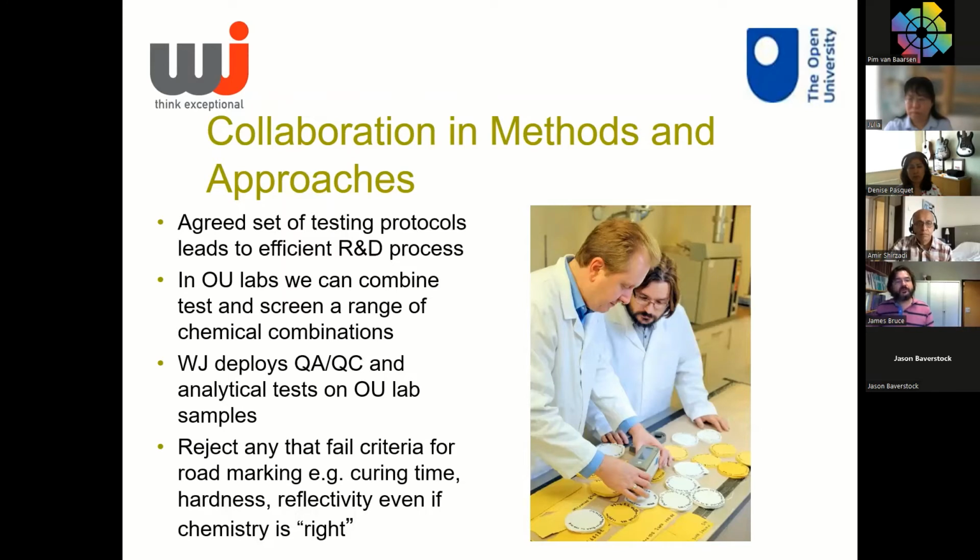And then we link that to WJ, who has a quality assurance, quality control set of labs and analytical tests, and they can use those to help us screen anything that we're producing in the OU labs that will fail criteria for road marking in terms of how well they cure, their hardness, whether they reflect car headlights appropriately. And in that respect, we will reject materials, even if the chemistry that I've designed is right and scientifically and academically interesting for me, we don't progress it because it's not going to be of any benefit to the company. So it's quite important in this kind of relationship.